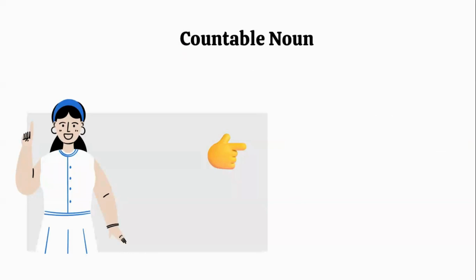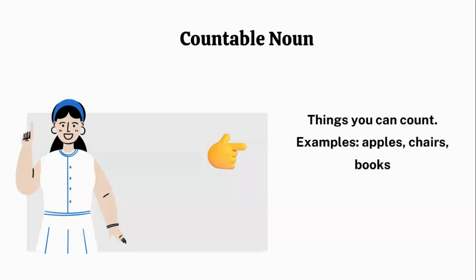That is countable noun. So what is countable noun? Things you can count. It is very easy for you all. Countable noun means you can count. Suppose a word represents something that you can count. Example, apples. That means there are lots of apples, so many apples, and you can count those apples. So that is countable.